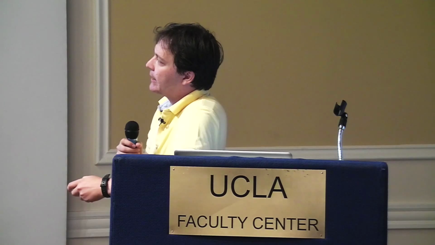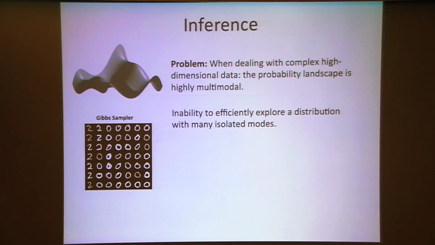And a lot of models that we have right now are really suffering from the fact that it's very hard to explore a distribution with many isolated modes. So, for example, if you're trying to sample from the model, a standard Gibbs sampling would just get stuck, and that's very bad, okay?